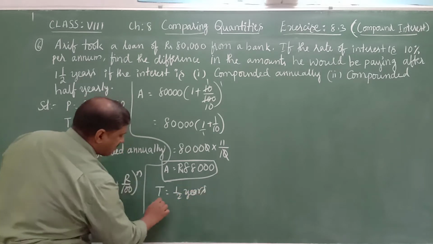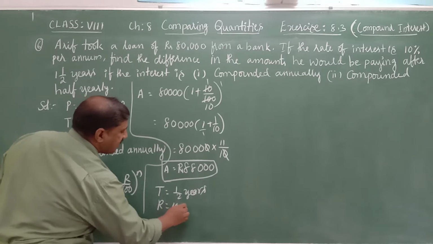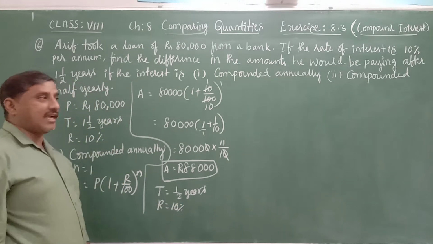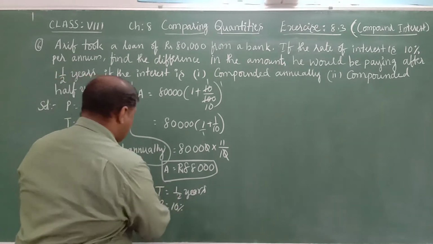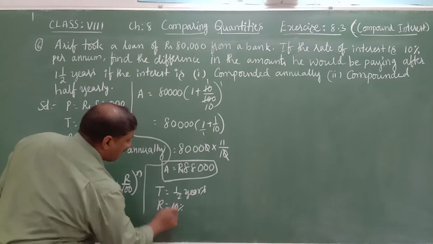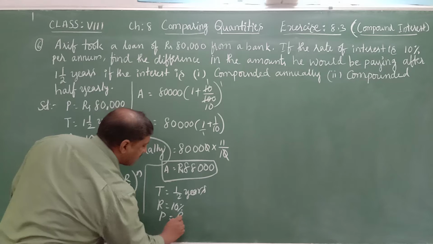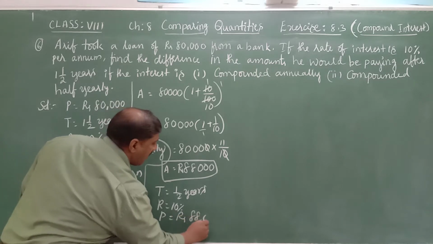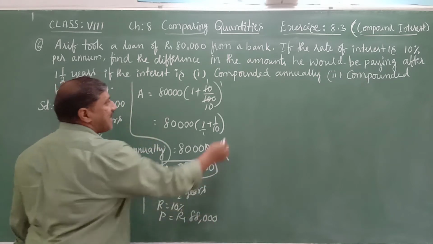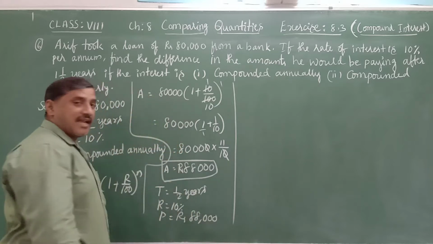So rate of interest R is the same, 10%, and then the principal. Now here, what is the principal? The amount which we got here will be treated as the principal to calculate the simple interest for the next 6 months.